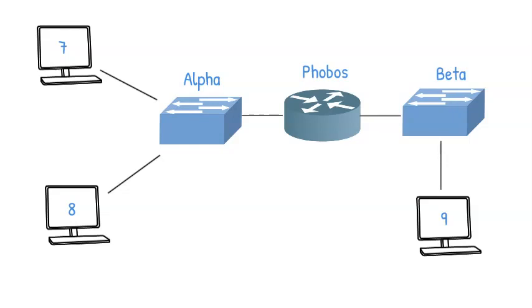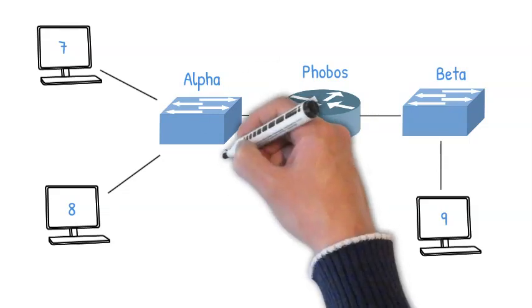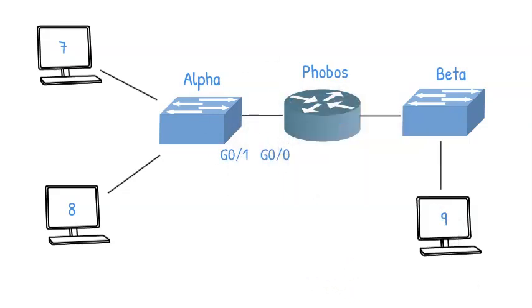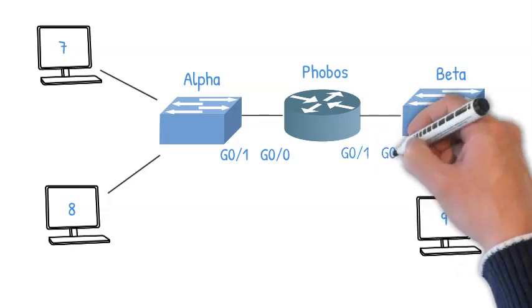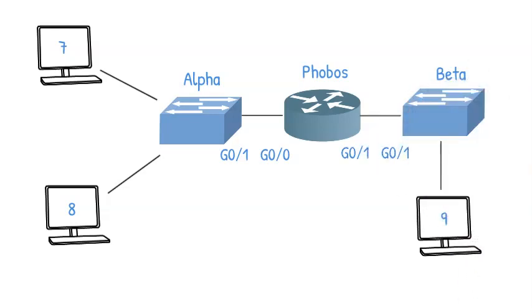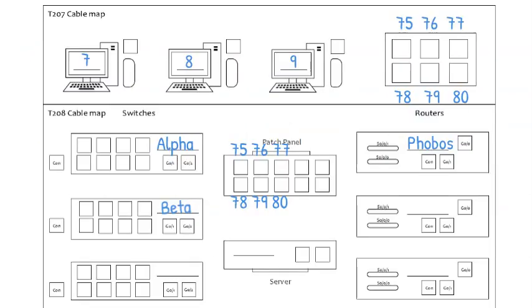I'm going to add some port identifiers for how my switches are going to connect to my router. We're going to connect G01 on alpha to G00 on Phobos, and we're going to connect G01 on Phobos to G01 on beta. Now looking at this diagram, I have a pretty good idea of how my network is going to fit together. So let me go back to my other sheet, my network documentation sheet, and finish it out so I can use it to correctly cable this network.